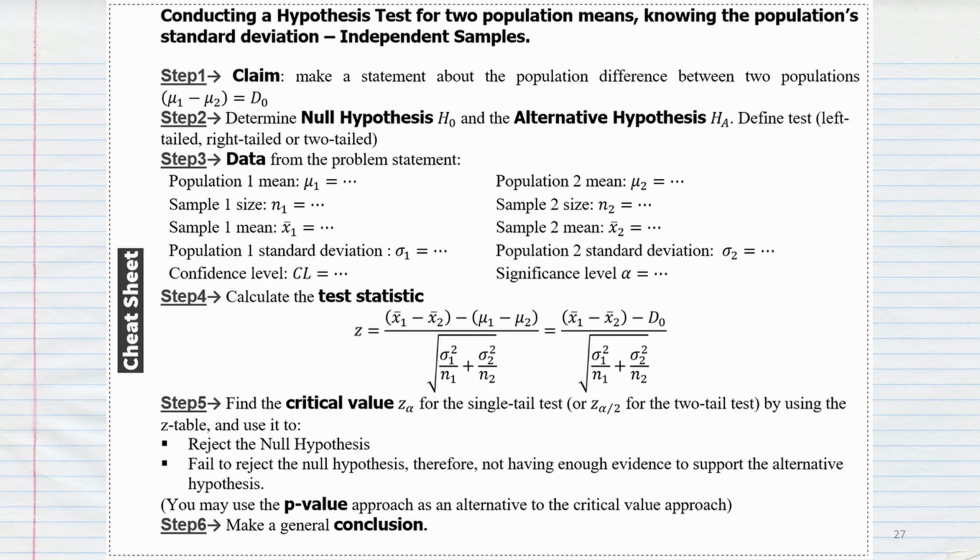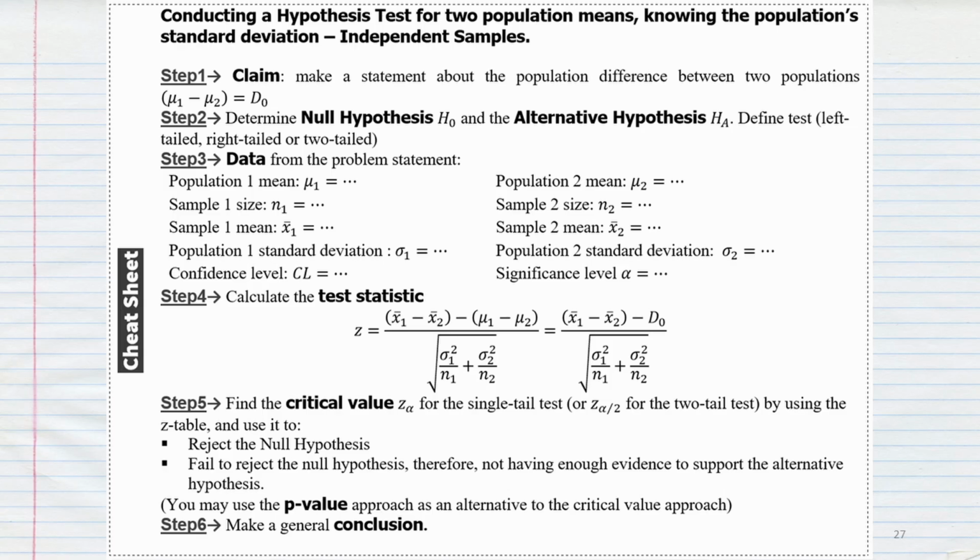Make a claim about the population difference, D0. Step 2, define the null hypothesis, H0, and the alternative hypothesis, HA. Determine whether it is a left-tailed, a right-tailed, or a two-tailed test. Step 3, gather the statistics from the problem statement about the two populations. Step 4, calculate the test statistic with the formula shown.